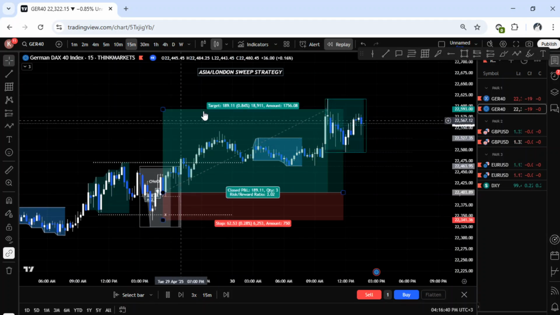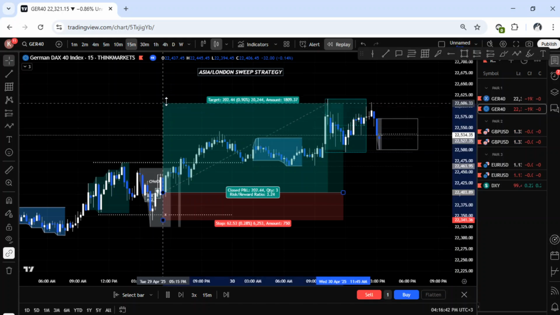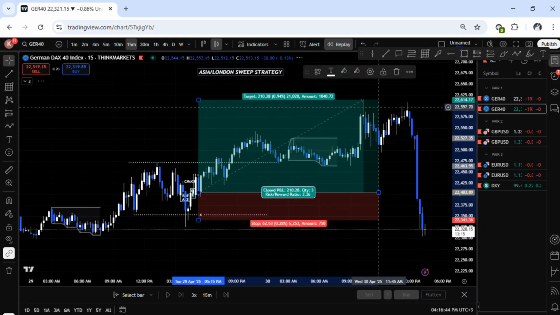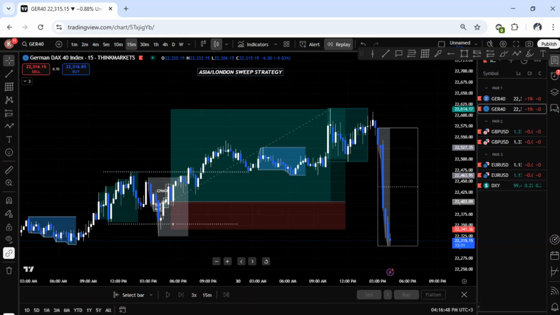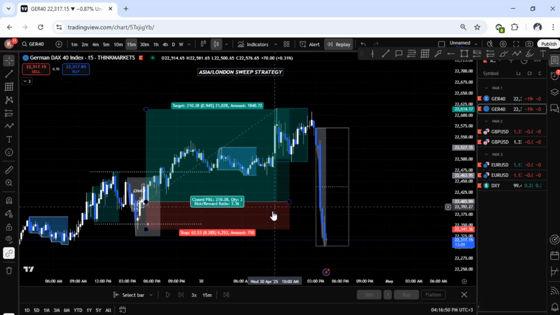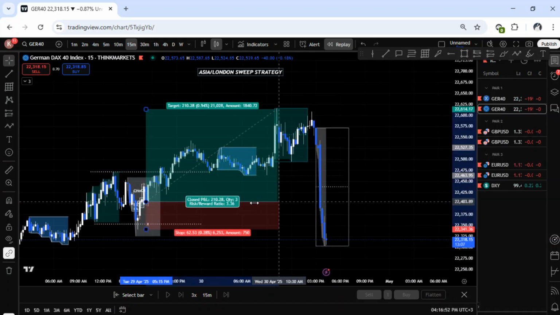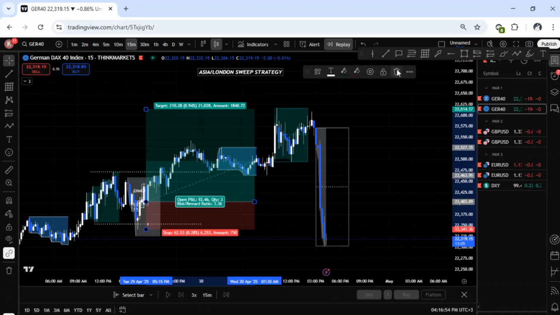If you are aiming for 1 to 4, I think it didn't move to 1 to 4, it just moved to 1 to 3 point something, because of overnight trades. They don't play very well, overnight trades. So currently this trade has been invalidated, and as you can see, the momentum is on the downside.